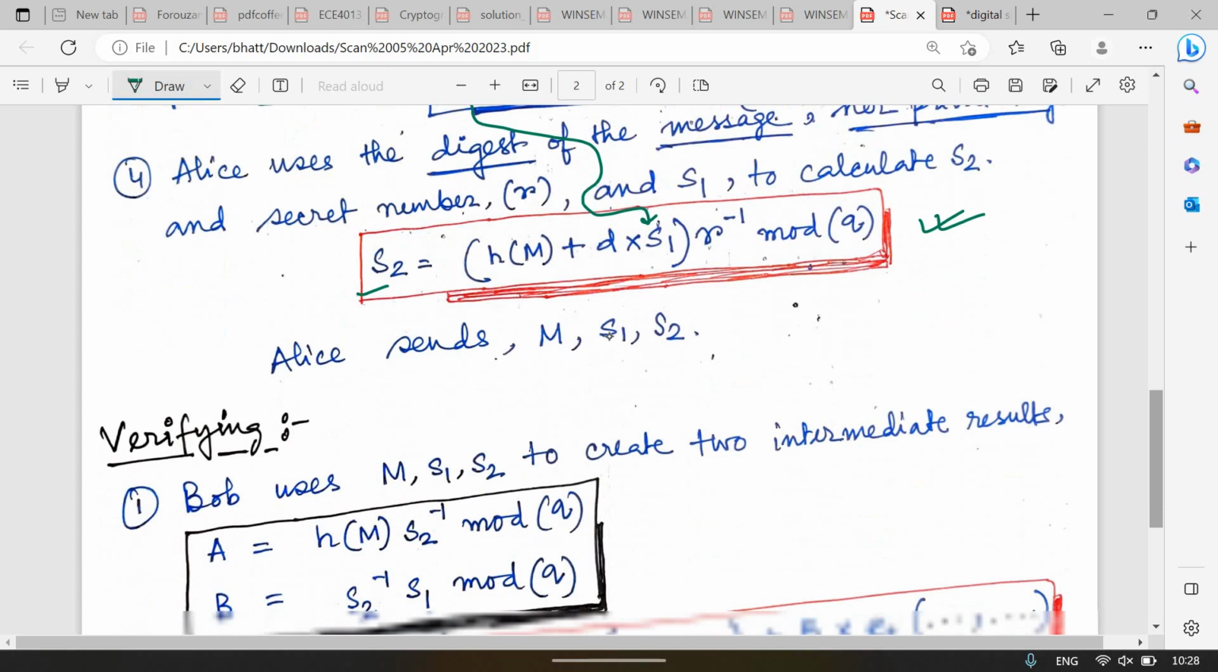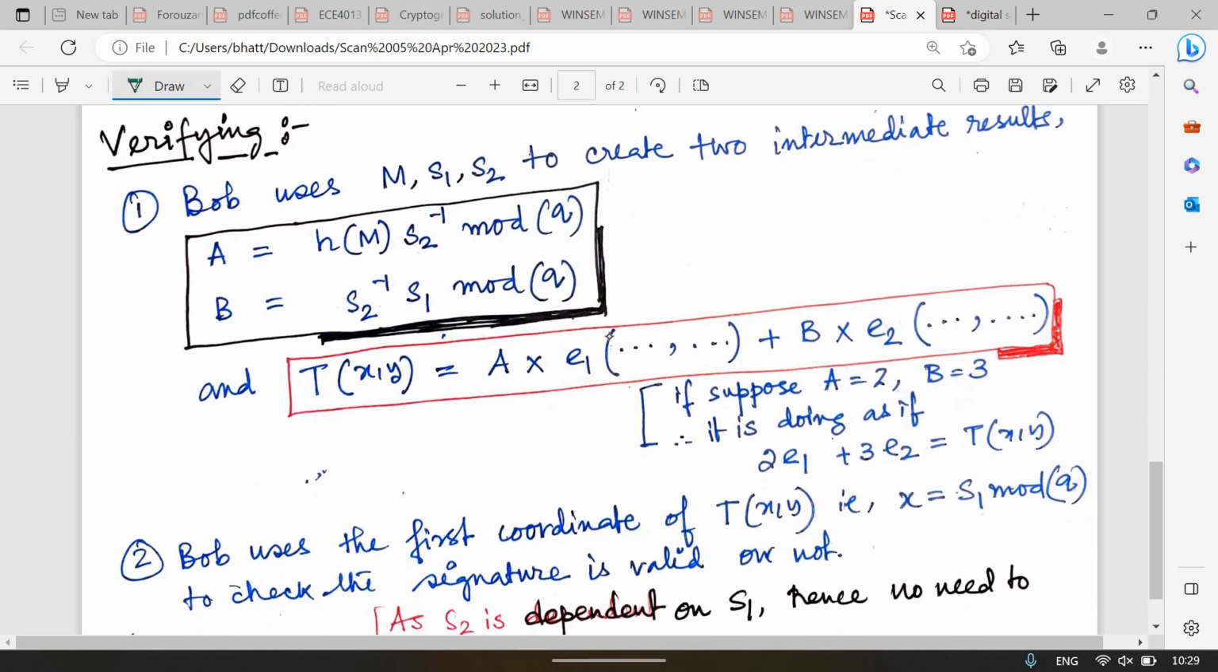And finally, the verification is done over here. It's just the reverse of it. We generate some intermediate values A and B using some techniques, the way it is mentioned: S1 inverse, S1, S2 inverse. You can check over here.